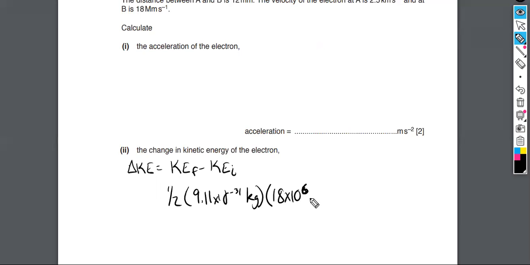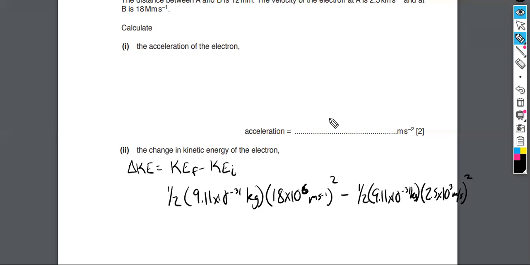18 megameters per second. All right, so 1/2 mv squared, that would be the final kinetic energy, minus the initial kinetic energy, which would have been 1/2 the same mass, 9.11 by 10 to the -31 kilos, times 2.5 by 10 to the 3 squared. So that's one way to solve it.